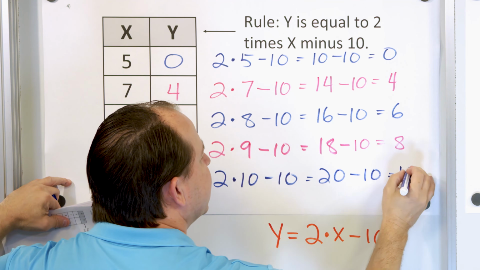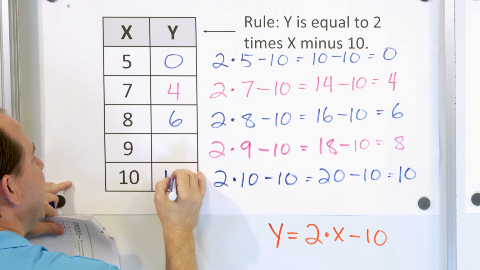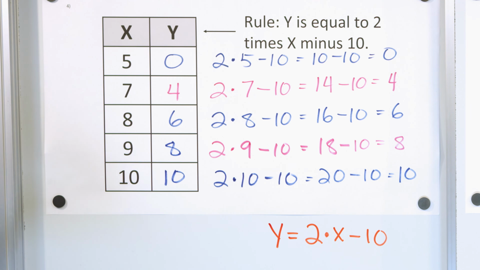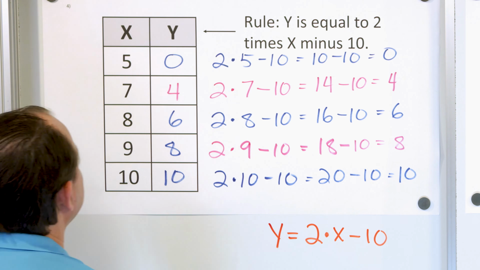And 20 minus 10 is 10. So the answer is 10 here. And 8, I forgot to write it down, is right there. So we have 0, 4, let me just double check myself, 0, 4, 6, 8, 10. All right, so now we have the points. Let's see if we can plot them.